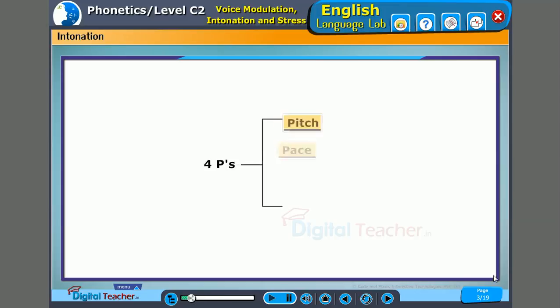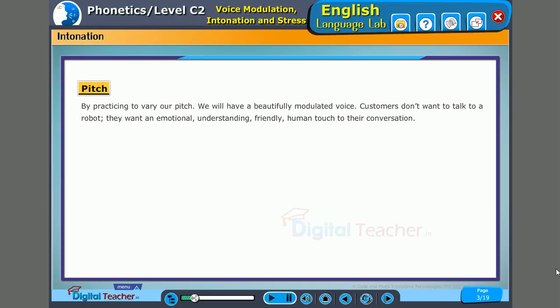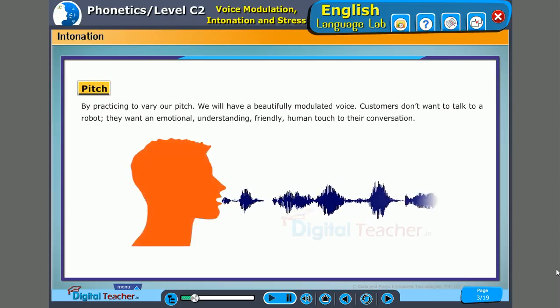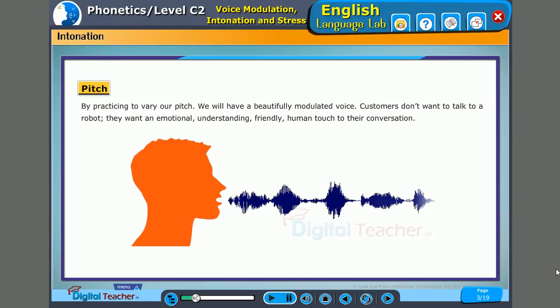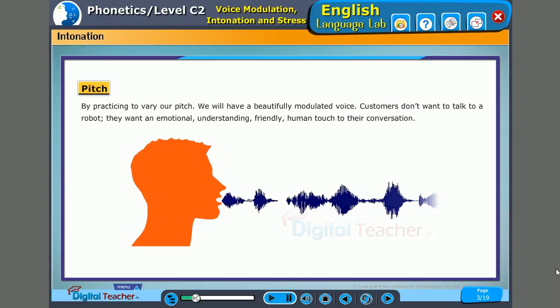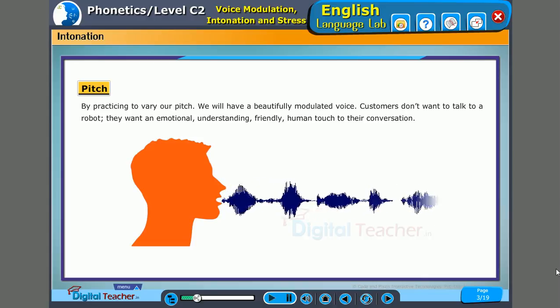Remember 4 P's of voice modulation. To sound interesting while talking to your customers or your colleagues or peers, just remember the 4 P's. First one is pitch. By practicing to vary your pitch, we will have a beautifully modulated voice. People don't want to talk to a robot. They want an emotional, understanding, friendly, human touch to their conversation.